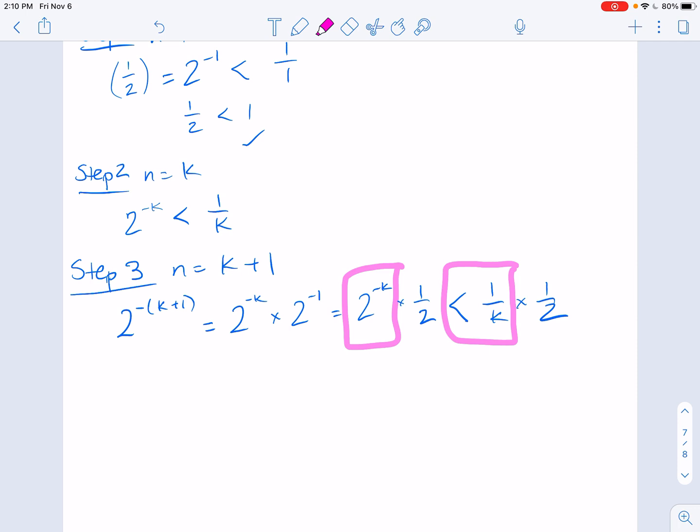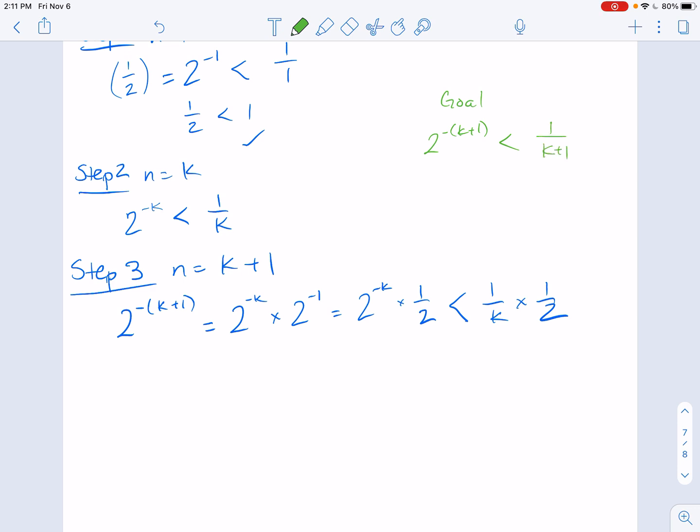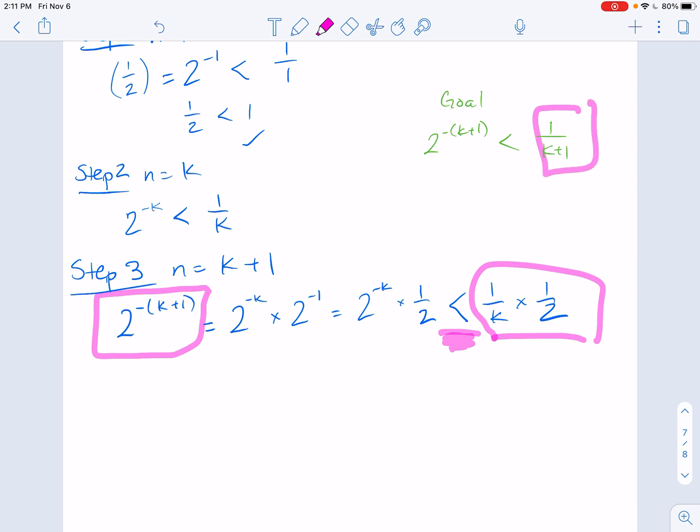So basically, 2 to the negative k is less than 1 over k. I couldn't do a direct substitution because we know that it's going to be less than 1 over k, so then they're each getting multiplied by 1/2. Now what can we say? Our goal, sometimes that's helpful to write, would be that 2 to the negative k plus 1 is less than 1 over k plus 1. Right now we have that 2 to the negative k plus 1 is less than 1 over k times 1/2. So we need to somehow relate this part with this part. Let's see what we can do.